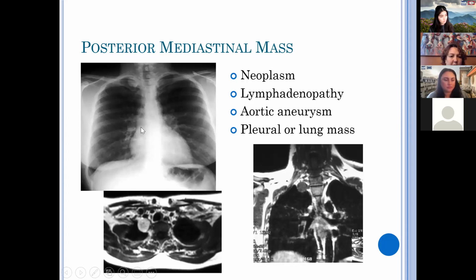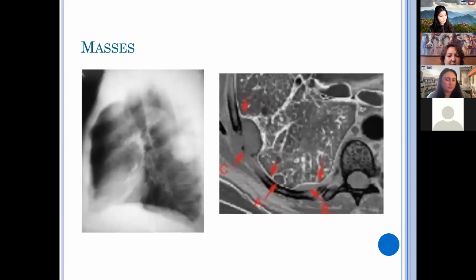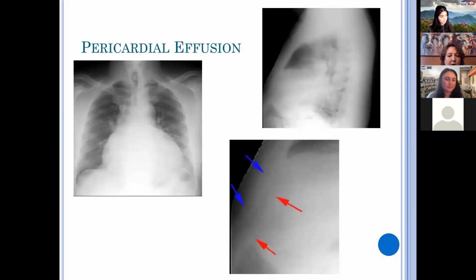You can see here, this border does not look like it normally should, and that corresponds with this area here. Other types of masses, we talked about these before, can be within the lung itself, associated with the pleura, or external to the lung. Pericardial effusion can be seen. This is fluid around the heart.